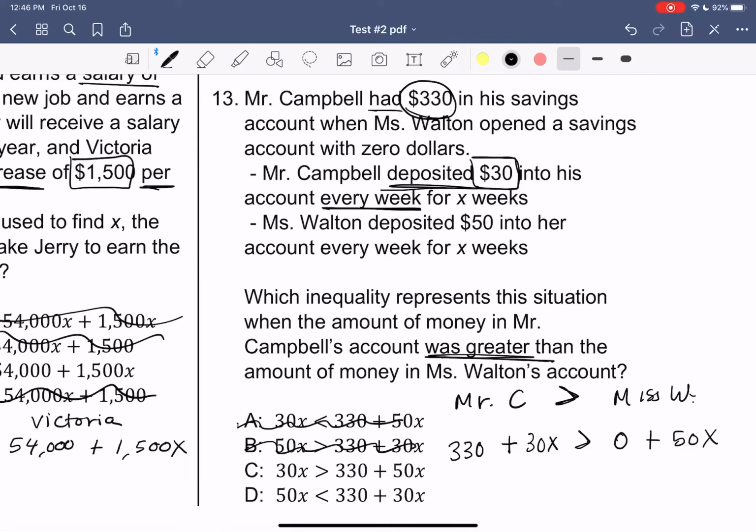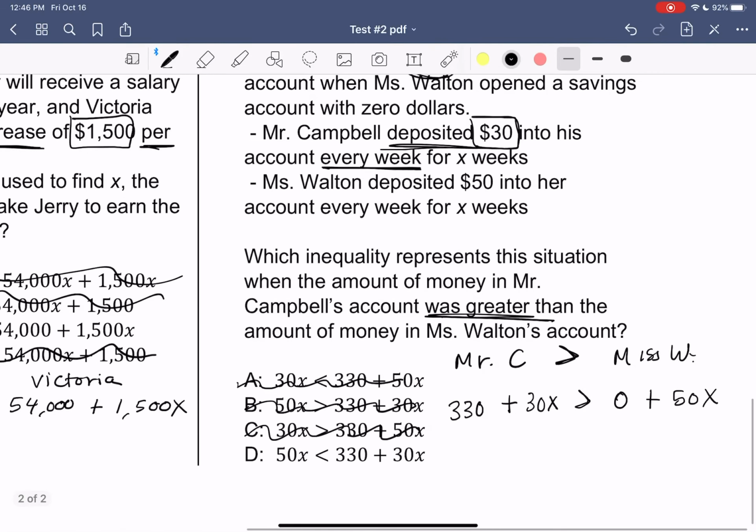The C is saying Mr. Campbell's $30 is greater than, in C, Mr. Campbell, I guess, gave me his $330, which is not right. And this one is saying Miss Walton's $50 per week is less than Mr. Campbell's. So this one could be a little confusing because just remembering that it can be written both ways as long as the sign itself is opening in the same direction. So that'll land us at D.